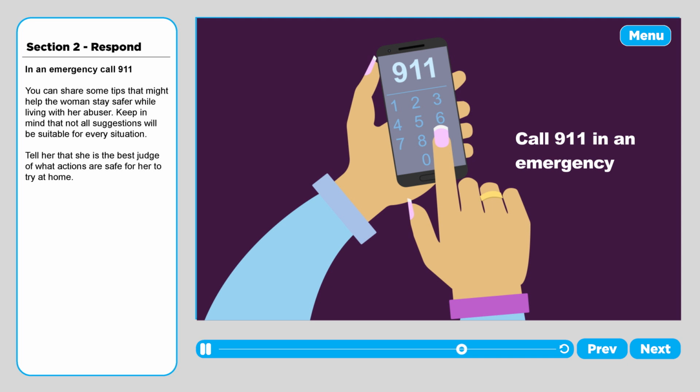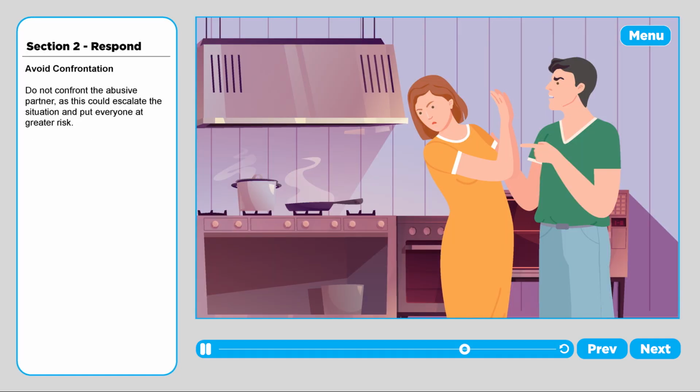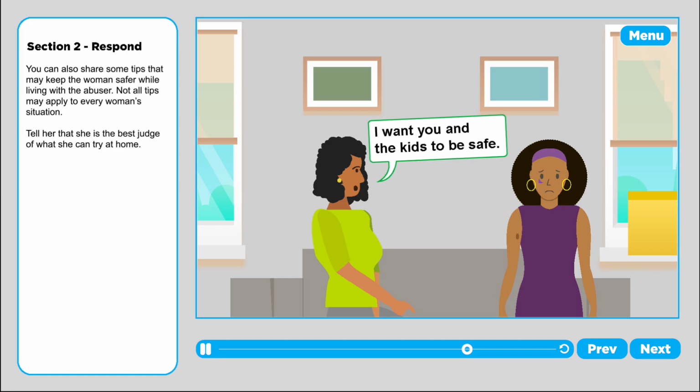You can share some tips that might help the woman stay safer while living with her abuser. Keep in mind that not all suggestions will be suitable for every situation. Tell her that she is the best judge of what actions are safe for her to try at home. Avoid confrontation. Do not confront the abusive partner, as this could escalate the situation and put everyone at greater risk. Safety tips. You can also share some tips that may keep the woman safer while living with the abuser.